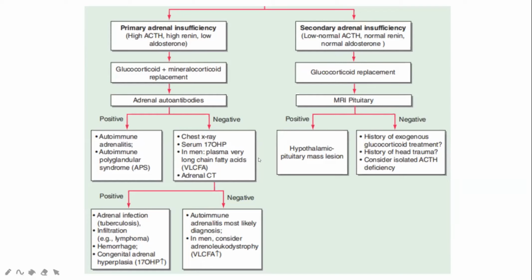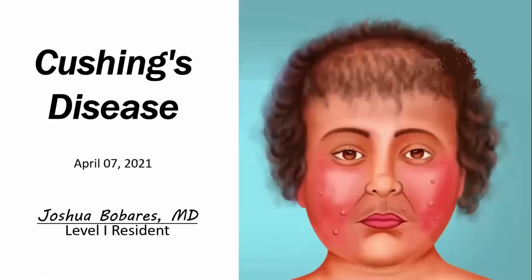Now, if there would be no lesion identifiable on imaging, then we should look for other probable causes, such as: is there a history of exogenous glucocorticoid treatment? Is there a history of head trauma? And then we consider isolated ACTH deficiency. So that would be all for secondary adrenal insufficiency or ACTH deficiency. So any questions for my first topic?